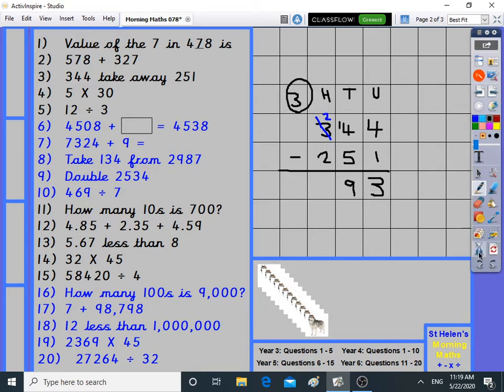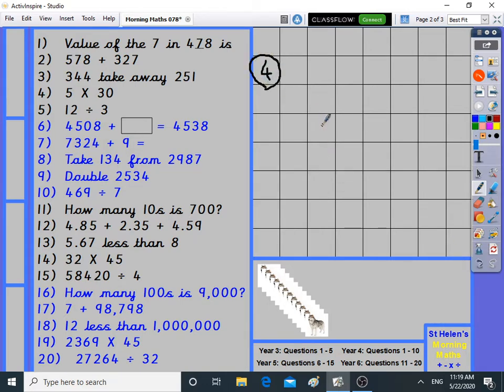And it's time for question 4. I like these questions. Question 4. This is what I call times tables in disguise. 5 times 30. It's just like 5 times 3, but with a 0 on the end. What is 5 times 3? 5, 10, 15. 5 times 3 is 15.